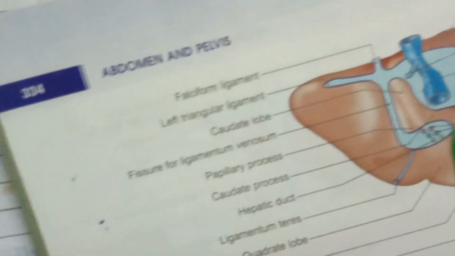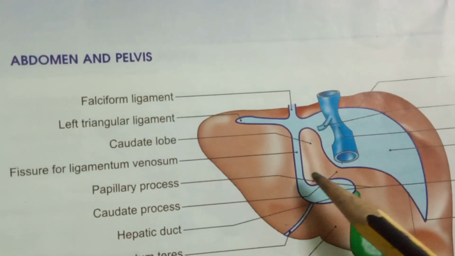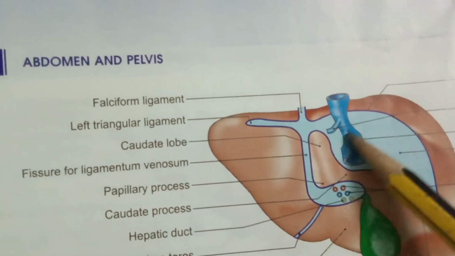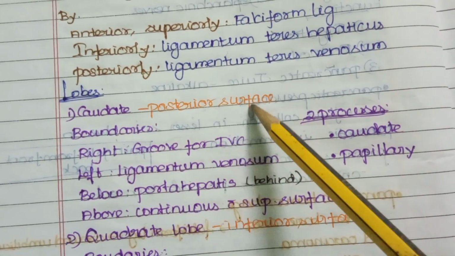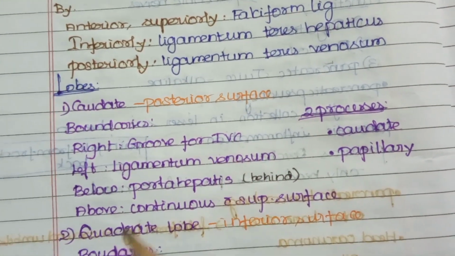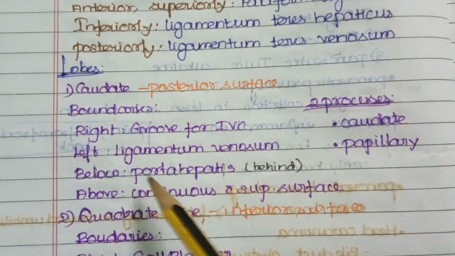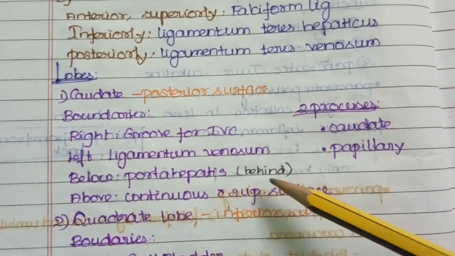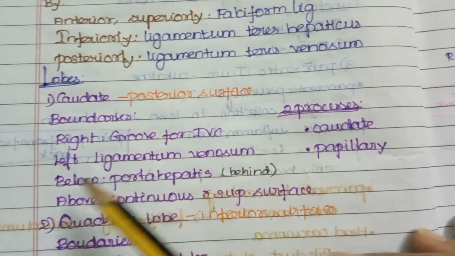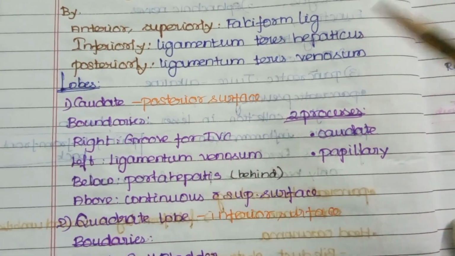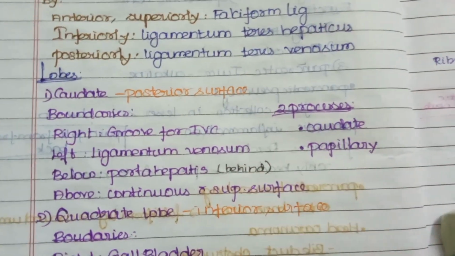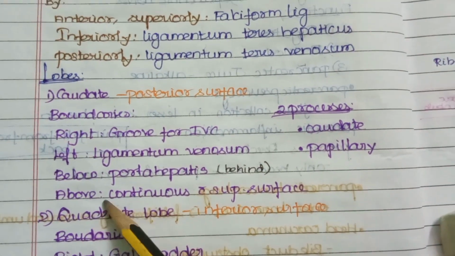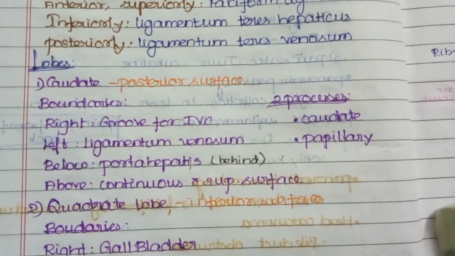See here, this will be the caudate lobe. Now we can see the boundaries. It is so important. On the right side it is bounded by the IVC groove, on the left side by the ligamentum venosum, and below by the porta hepatis, which is a structure by which the hepatic artery and portal vein enter and leave the liver, and above it is continuous with the superior surface.